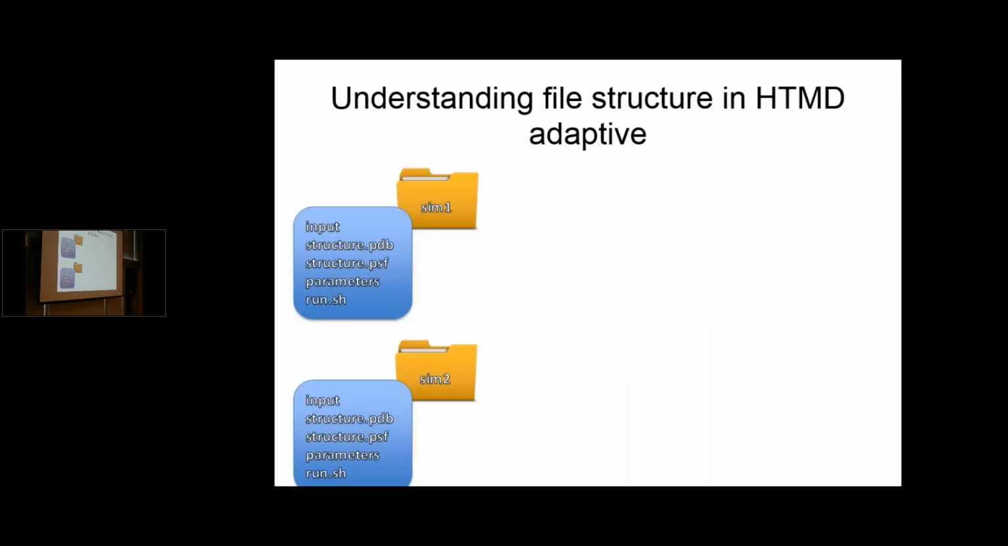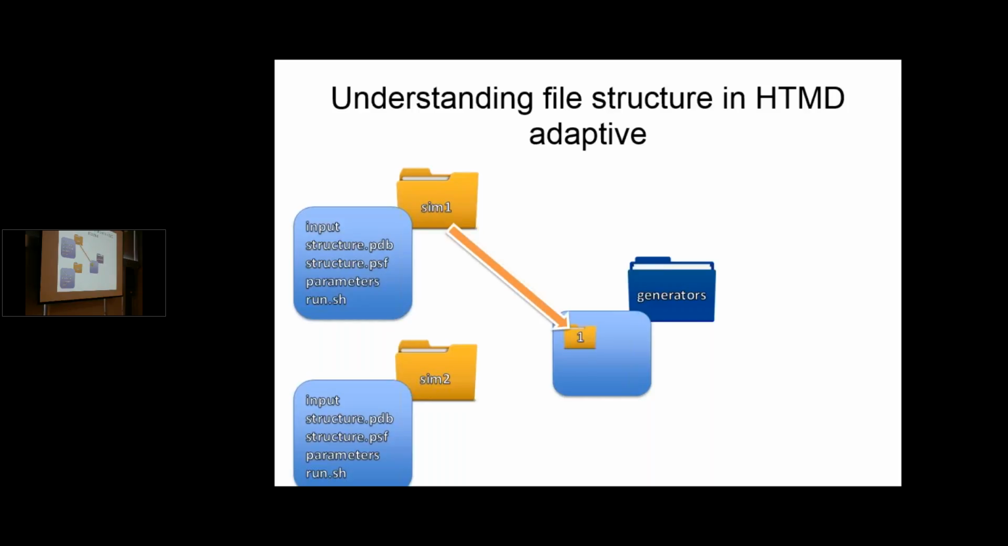So let's see, we have our two simulations here, our two starting simulations. Then we create a folder which is called generators in adaptive, and we put those in there. Well, let's say we had more. Let's say we had 4 initial structures. We just put them into generators. So these generators contain all of the simulation files that we need to start the simulations, and they also contain the initial conformations that we're going to start the simulations from.